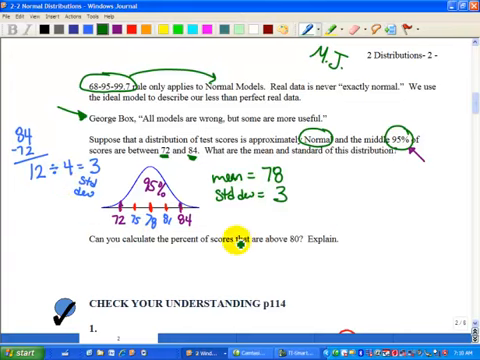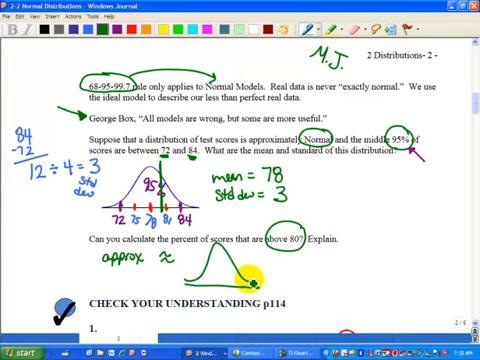Can you calculate the percent of scores that are above 80? Okay, well, let's see. Here's 80. Like about right here. Can you give an approximately, or this is approximately, what percent of the data is above 80? Well, let's see. I know that I'm going to need some kind of subtraction. Do you know how much data is from here to here? I'm going to need a little curve. I'm going to redraw this curve. That was bad.